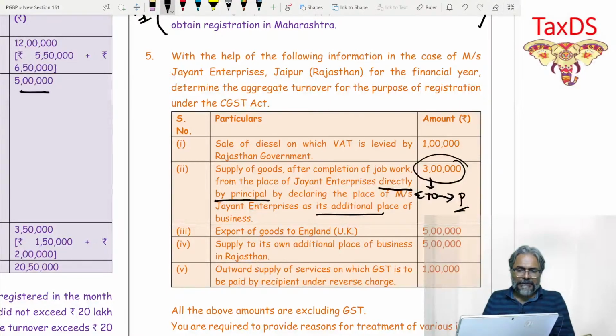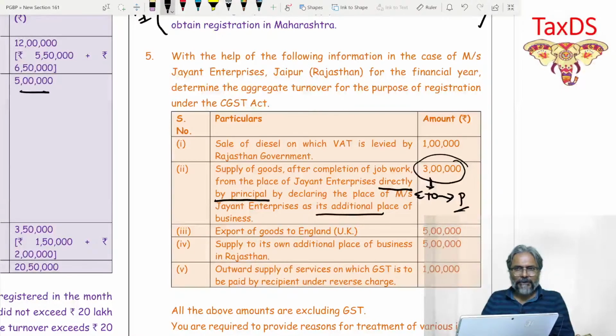Export of goods, students. I told you aggregate turnover will include all the supplies: export, interstate, intrastate, everything will be considered. So 5 lakhs will be considered. Now, supply to his own additional place of business in Rajasthan. Is it a supply? The answer is no.